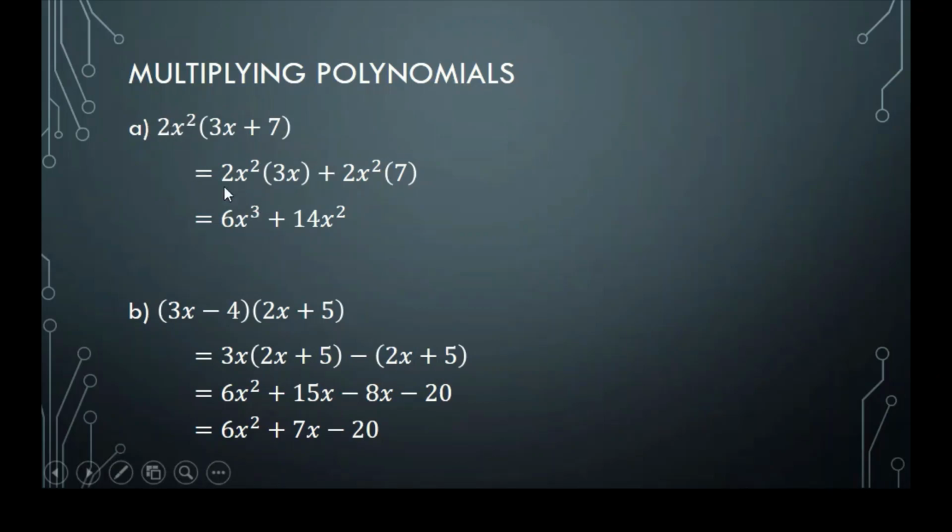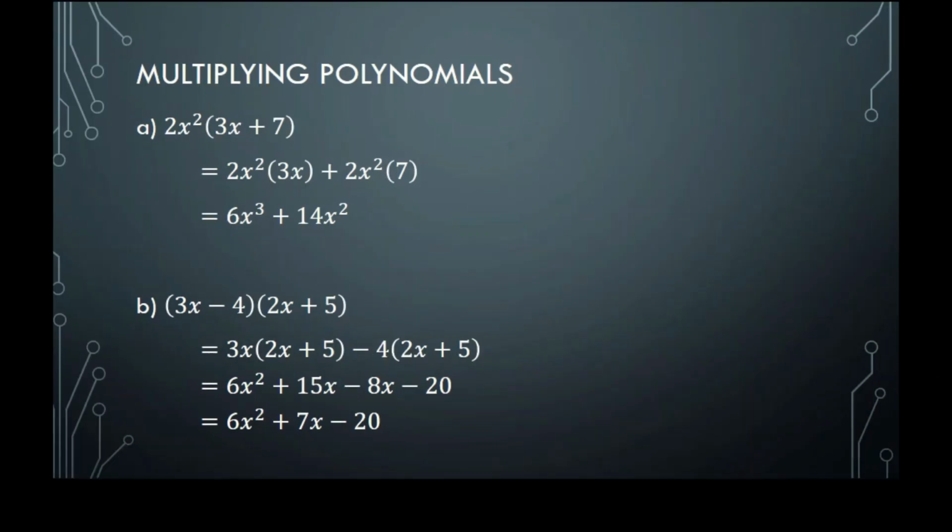After that, we multiply 2 and 3, so we have 6, and x squared multiply x gives x to the power of 3. And from here, we have 14x squared.